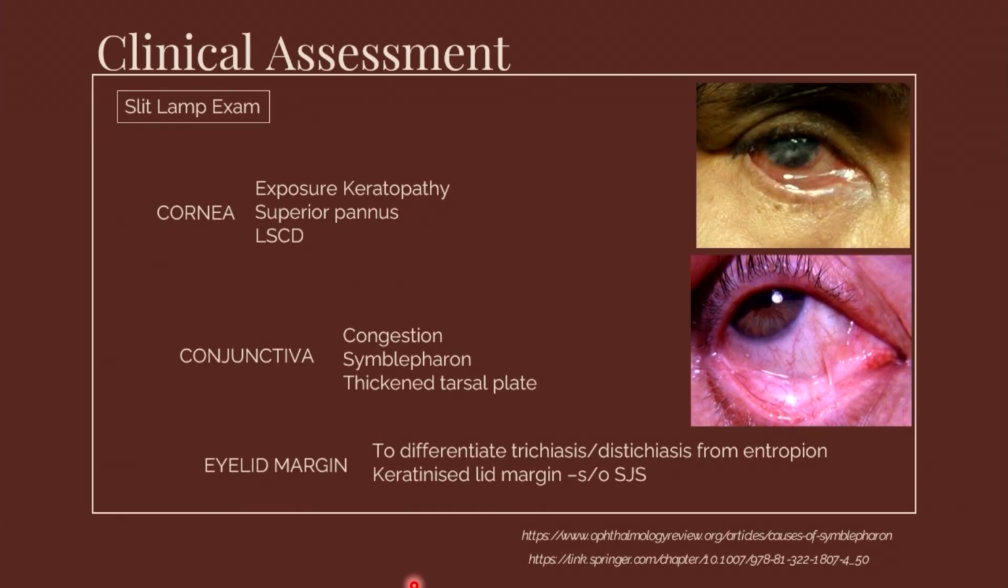Finally, coming to the slit lamp examination, we look at the cornea for exposure keratopathy, any superior pannus or limbal stem cell deficiency. The conjunctiva is assessed for congestion, symblepharon, or a thickened tarsal plate, and the eyelid margin is assessed to differentiate between trichiasis and entropion. Also, a keratinized lid margin could be suggestive of a cicatricial condition.